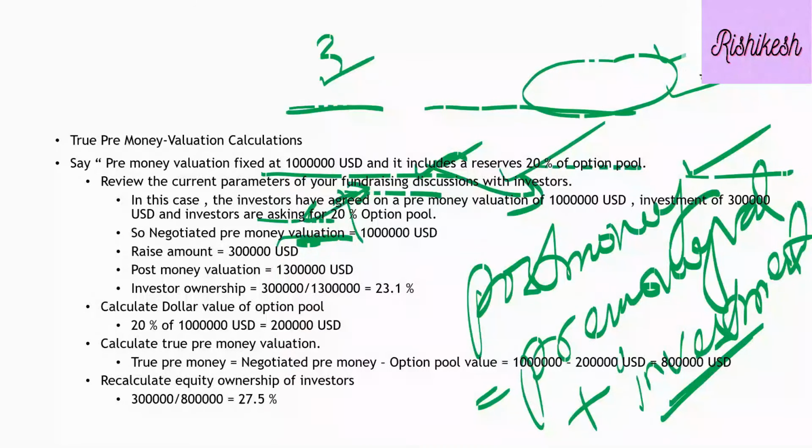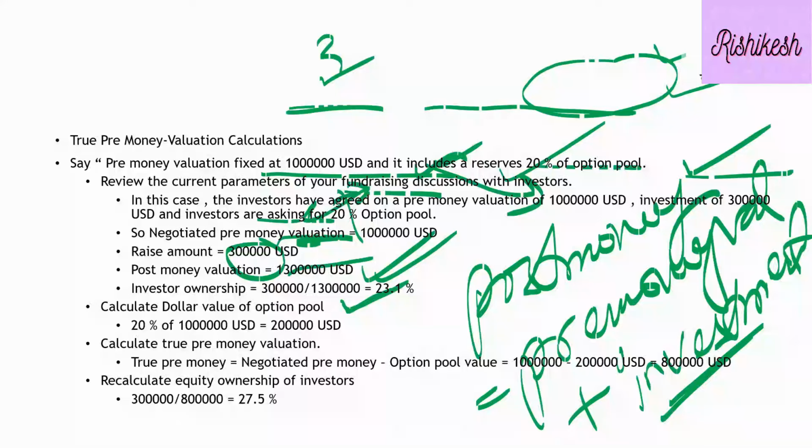So what will be your investor ownership? Investor ownership will be the amount of money that he has invested, $3 lakh, divided by post-money valuation. So this comes out to be 23.1%. It looks to be 23.1% as per our calculation. But actually 20% of the pre-money valuation was an option pool. Means it was not a founder's equity actually. It was being saved for your employees, because option pools are created for the employees. So 20% of 10 lakh US dollars means 2 lakh US dollars was actually reserved for the employees.